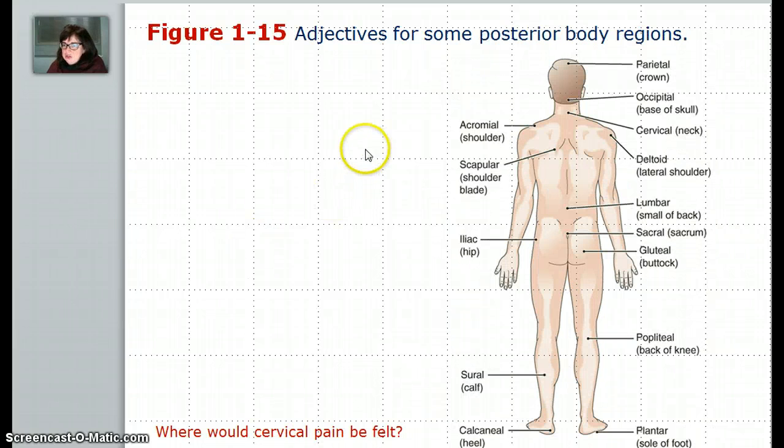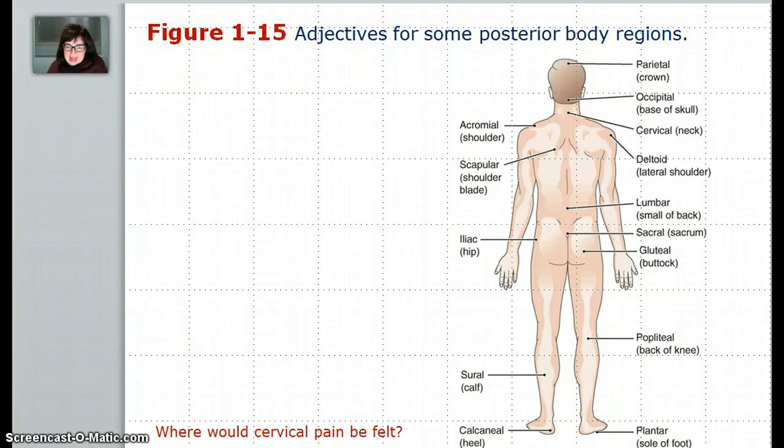Then there is also the posterior of the body. Acromion is the top of the shoulder. You have the acromion process, which is important in marking the body. Scapula is the shoulder blade. Iliac has to do with part of the hips. You have the ilium, the ischium, and the pubis, which are the hip bones. Popliteal is the back of the knee, and sural, you may not have heard of before.